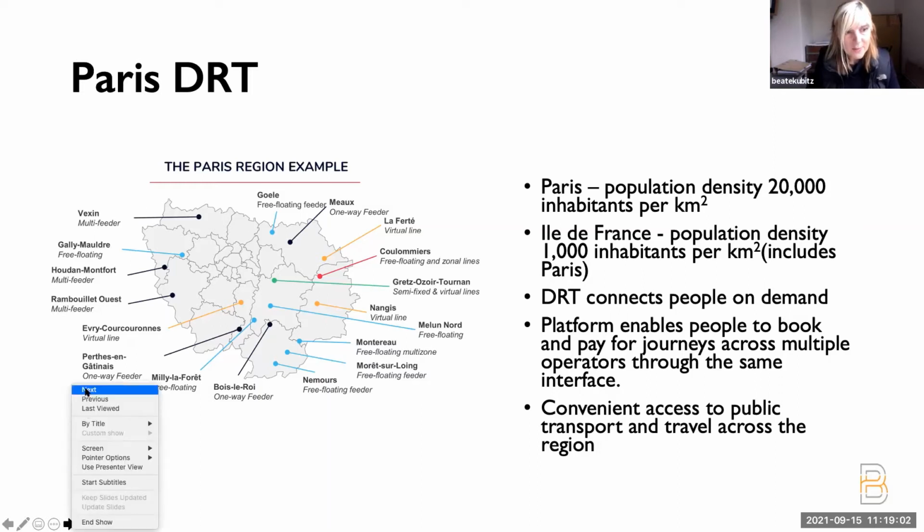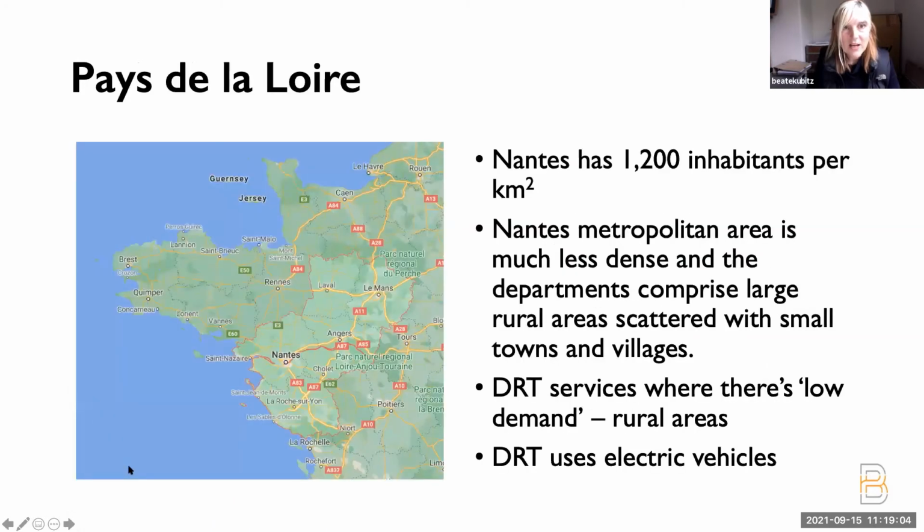The third example that we have is down in the Pays de Loire, near Nantes, where the demand responsive transport links towns and villages to the centre.